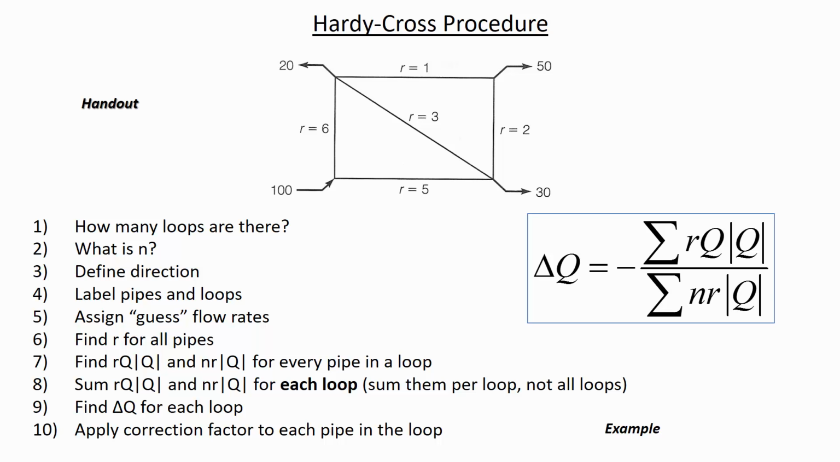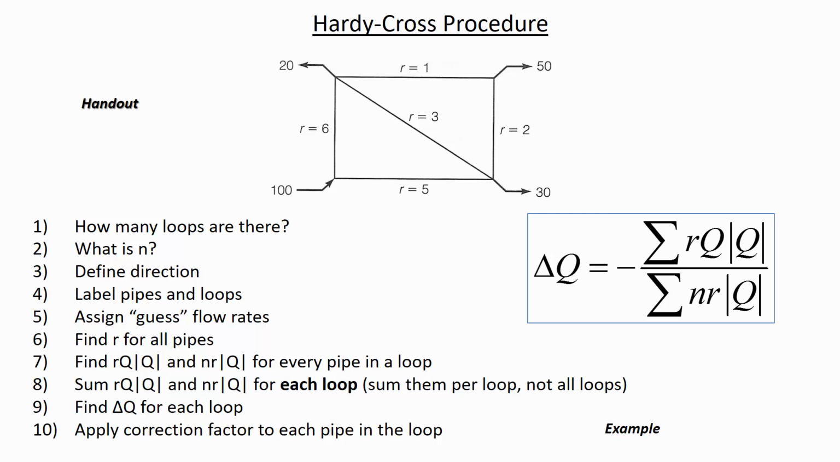So any flow magnitude that I have for that pipe, whether it's a guess or an updated guess, is going to be negative because of its direction. That's what we mean by define direction. Now, label the pipes and the loops just for ease of reference, and then assign guess flow rates. R values are already calculated, and then the rest of this stuff is pretty abstract, so the best way to learn it is to do it.